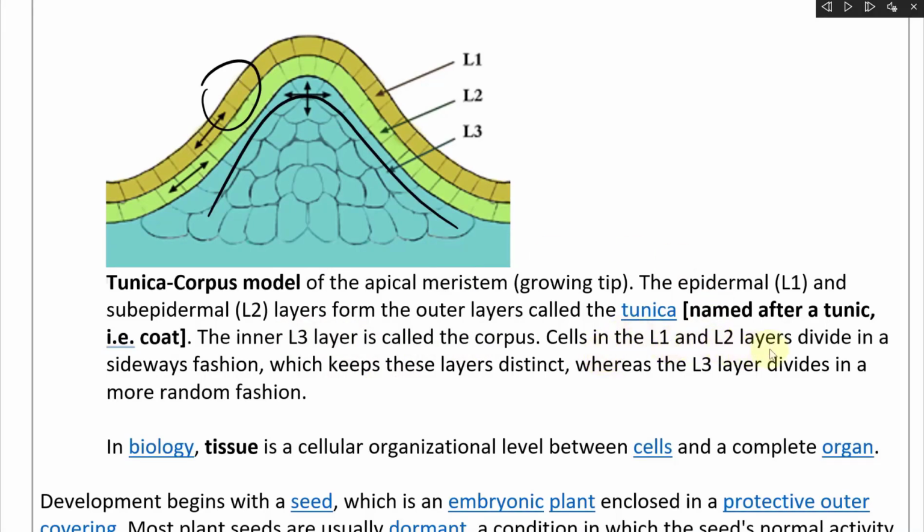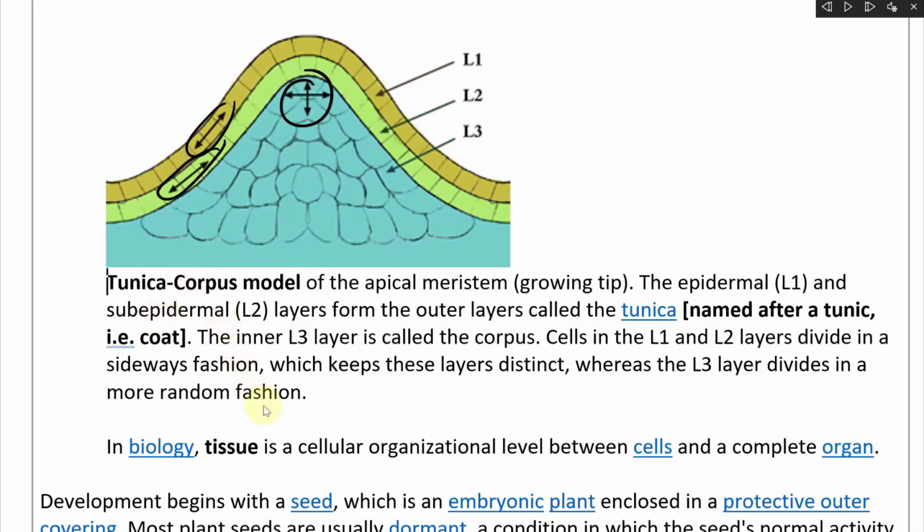Cells in the L1 and L2 layers divide in a sideways fashion, which keeps these layers distinct, whereas the L3 layer divides in a more random fashion. So these ones divide sideways, and this one is more random. You can get them inside here, in random spots. So lateral growth in L1 and L2, and random growth in L3.